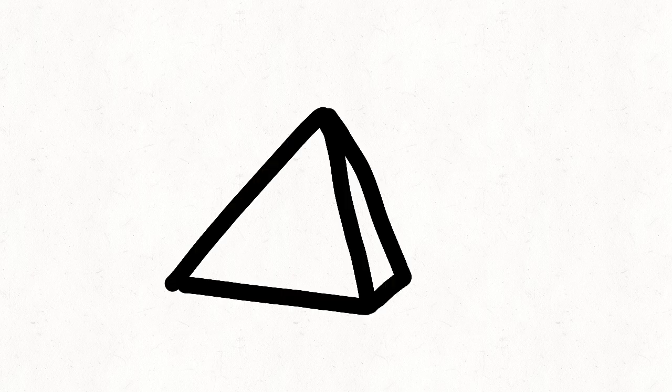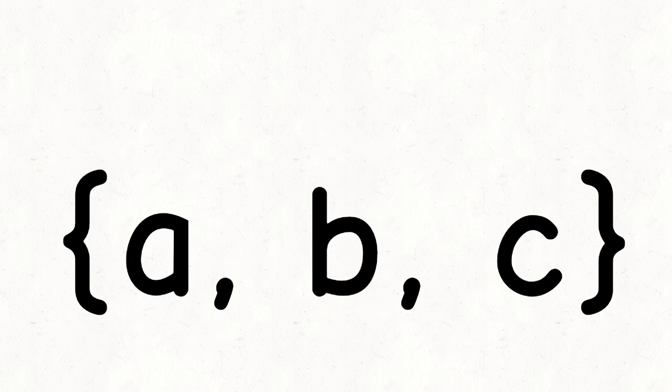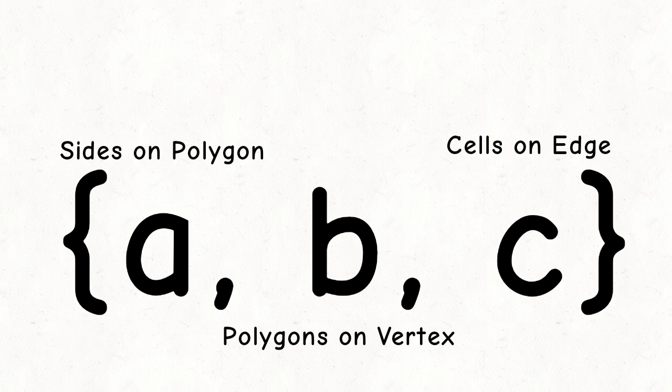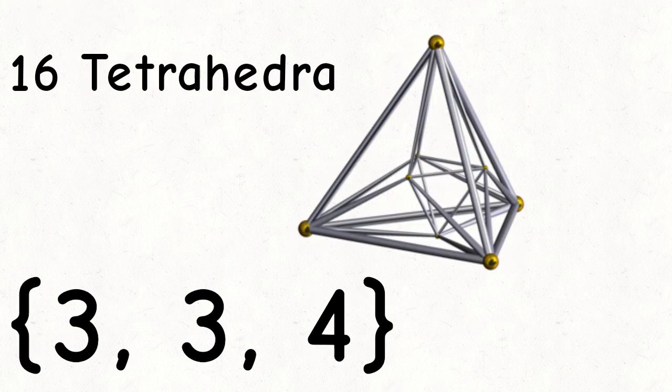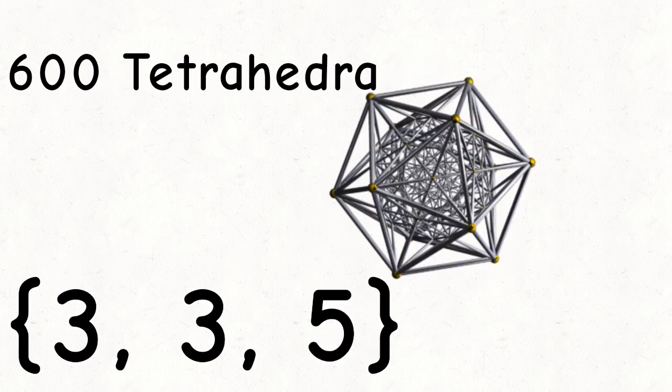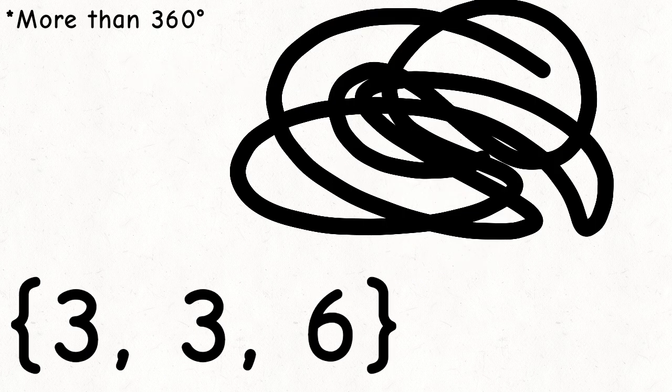Start with the tetrahedron. But first, we need a way to represent how many of these meet at an edge. So let's represent that as a fire symbol thing. 3 is a 5-cell, 4 is a 16-cell, and 5 is a 600-cell. 6 requires hyperbolic geometry in 3 dimensions because the dihedral angles add up to more than 360.